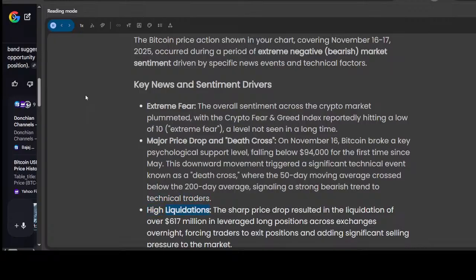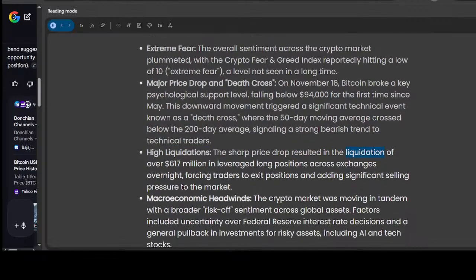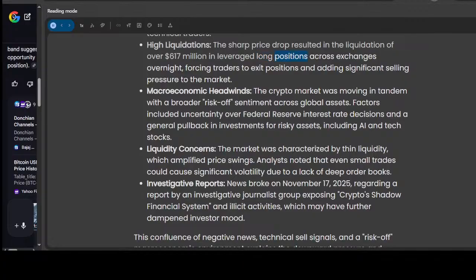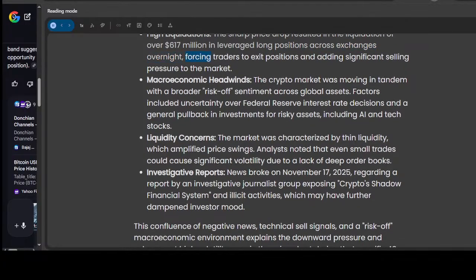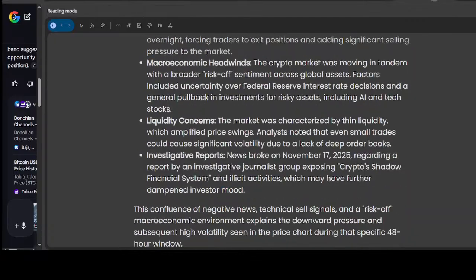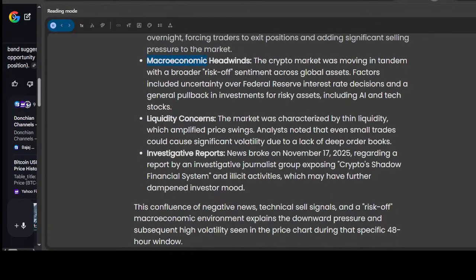High liquidations. The sharp price drop resulted in the liquidation of over $617 million in leveraged long positions across exchanges overnight, forcing traders to exit positions and adding significant selling pressure to the market. Macroeconomic headwinds. The crypto market was moving in tandem with a broader, risk-off sentiment across global assets.